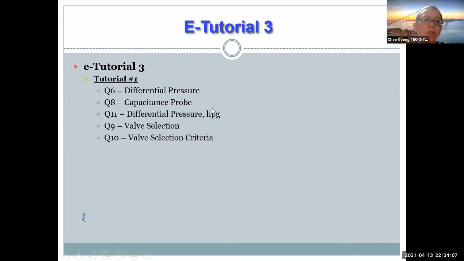So now I will proceed to tutorial 3, and we will look at first of all question 6, question 8, question 11, question 9, and question 10. Of course, each of these questions will address a different part of the things that we have studied. Question 6 will talk about differential pressure, and question 8 will be the capacitive probe, and question 11 again differential pressure using the H rho G, the head pressure, and question 9 will be the valve selection, and question 10 will be the selection criteria. Now let's look at first of all question 6.